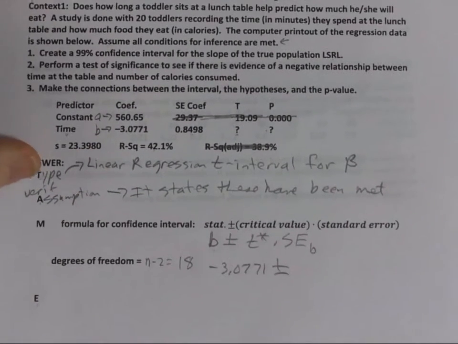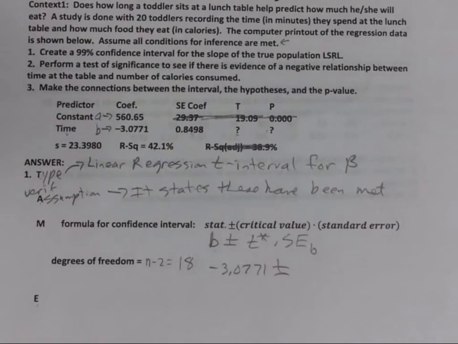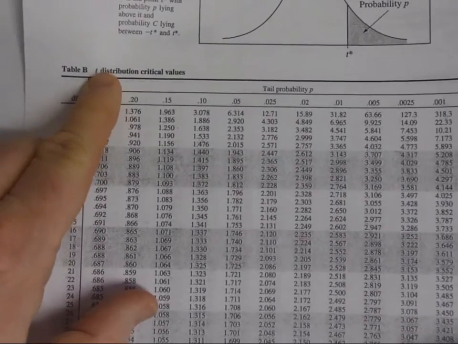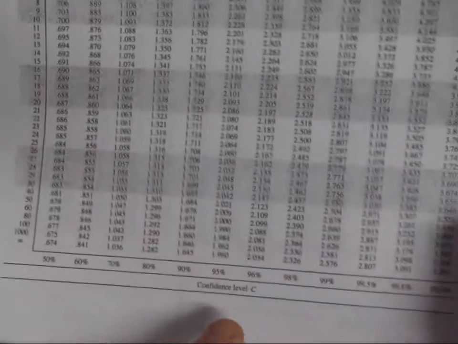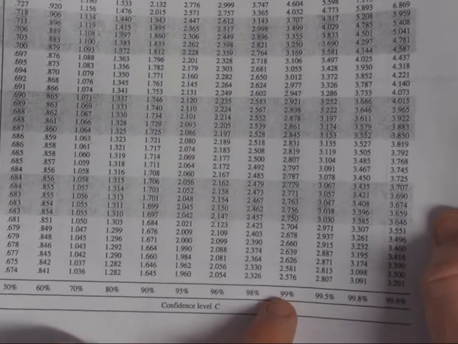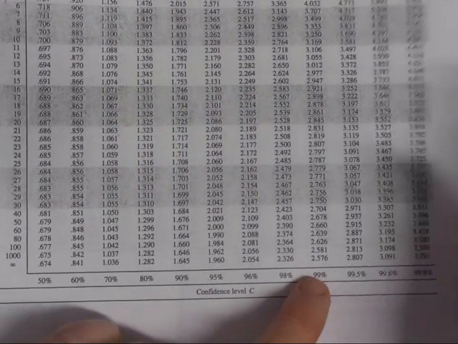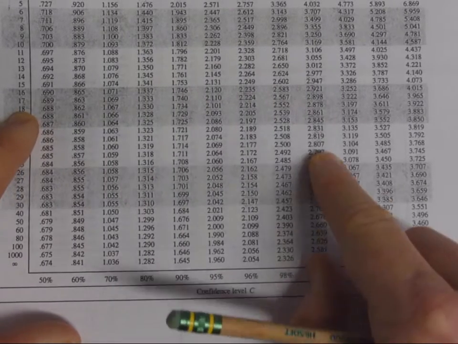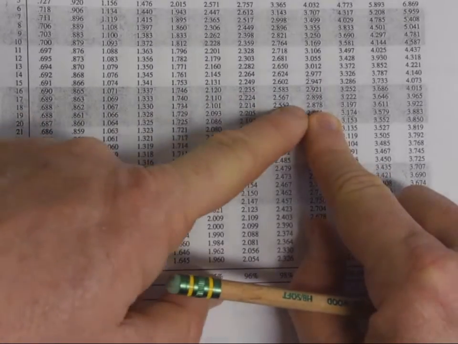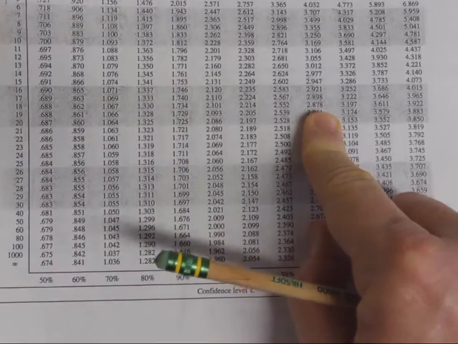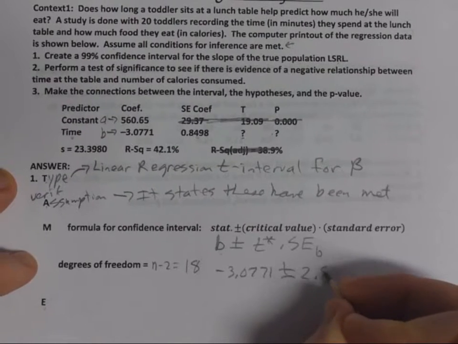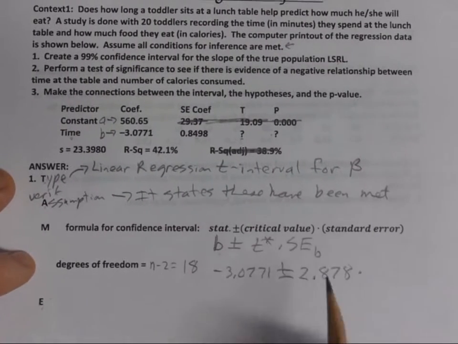It said they had 99% confidence. Of course, you can use your calculator for this, but we'll just use our table. So we go to table B, which is our t distribution critical values, and we go to 99%. Then we go to 18 degrees of freedom, right there. So we go up this column, and it'll be 2.878. So that would be 2.878 times the standard error.